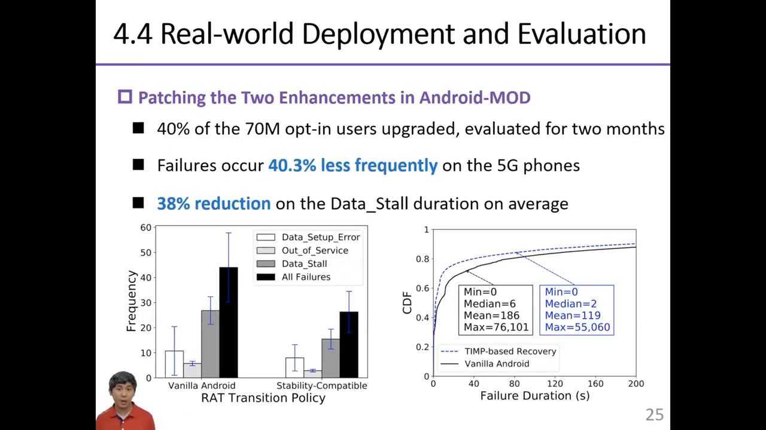In collaboration with Xiaomi, we patched the 2 enhancements in Android mode and further invited opt-in users to install. This time, 40% of the users upgraded and evaluated for 2 months. As a result, failures occurred 40.3% less frequently on the 5G phones, owing to our stability-compatible RAT transition strategy. Also, data store duration is reduced by 38% on average for these users, thanks to the TIMP-based flexible data store recovery.